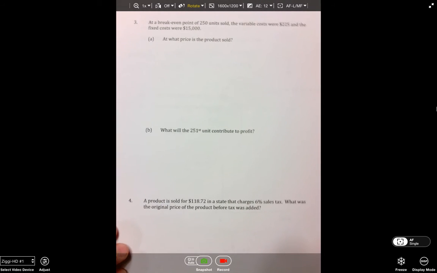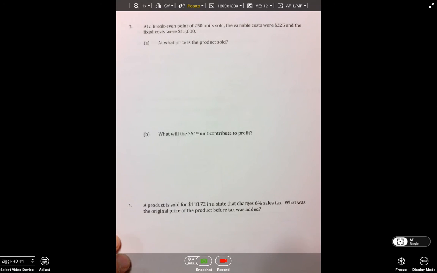All right, let's look at number 3. Now, guys, these are going to get just a little bit harder, especially this next problem. This is one of those problems that just drives students crazy every single time I teach 1700. So it says at a break-even point of 250 units sold, the variable cost were $225 and the fixed cost were $15,000. At what price is the product sold? All right, now this is kind of weird. There's a lot going on in this problem.